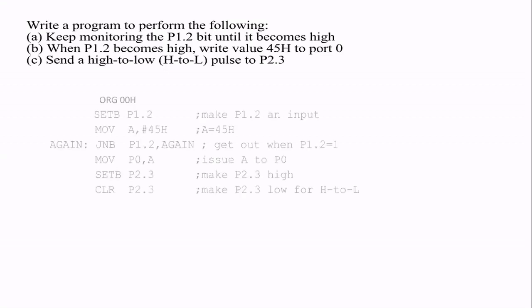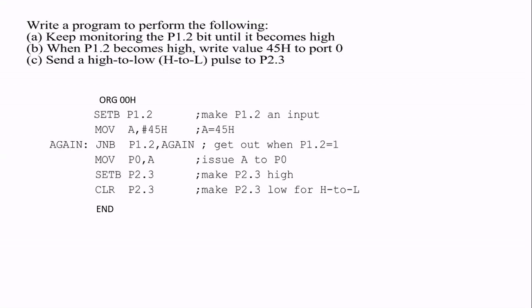Right. So let us see how to write a program for such a requirement, where I'll start with ORG, that is originate from 00H, then SETB P1.2. I'm making the P1.2 bit an input port because I need to keep monitoring the bit here. Then MOV A, #45. That is the initializing of the 45 value, which I am initializing in the accumulator.